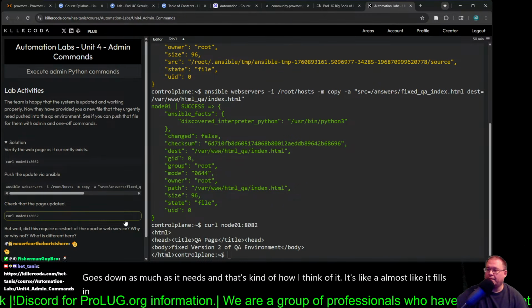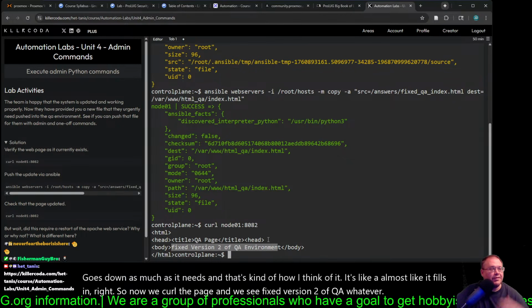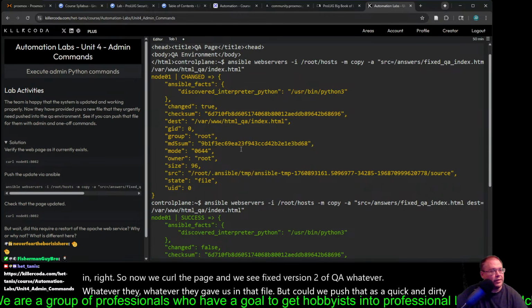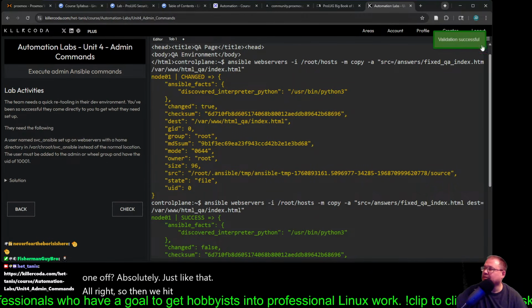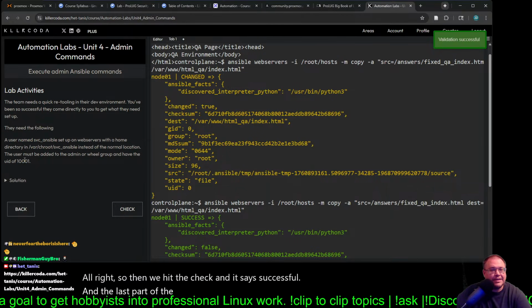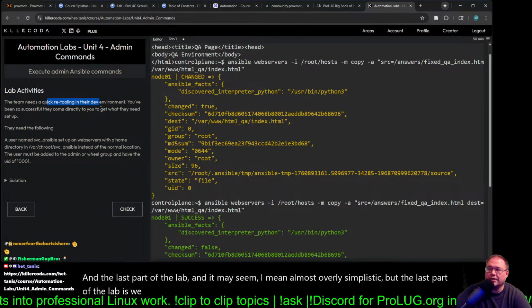So now we curl the page and we see fixed version 2 of QA, whatever they gave us in that file. But could we push that as a quick and dirty one-off? Absolutely, just like that. All right, so then we hit the check and it says successful. And the last part of the lab, and it may seem almost overly simplistic, but the last part of the lab is we need a quick retooling of their dev environment.